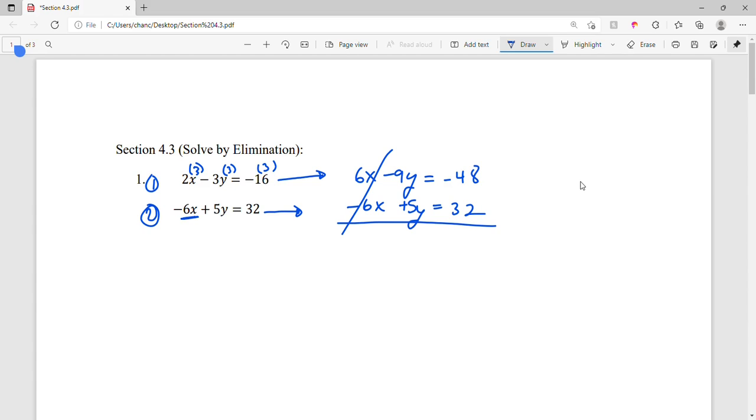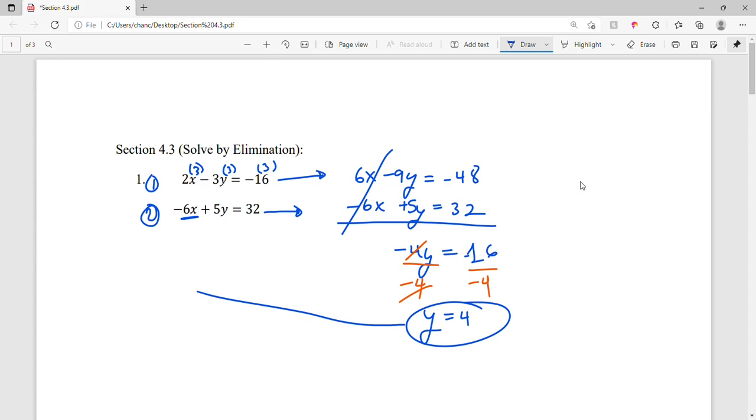This simplifies to -4y is equal to -16. We can divide both sides by -4. Y simplifies to +4. Now, just like in the previous section, we can substitute into equation 1 or equation 2. It's up to us. I'm just going to choose equation 1 because it looks simpler to me. So let's plug this y into equation 1 for the y.